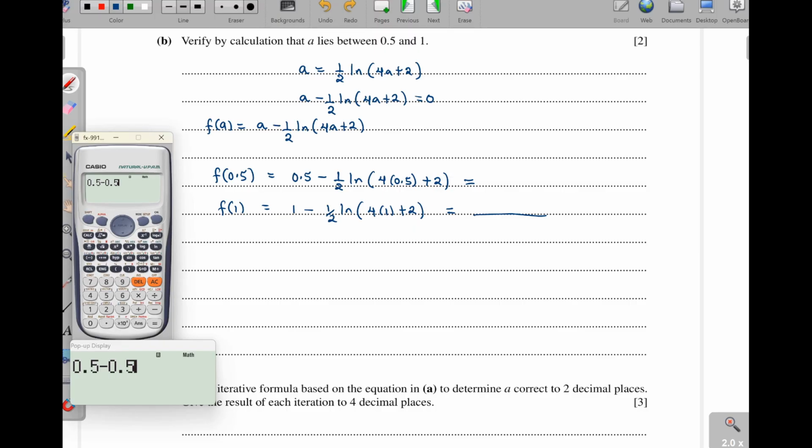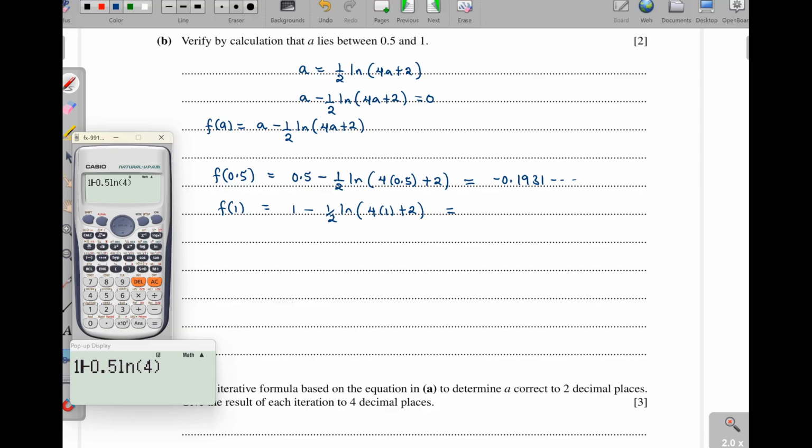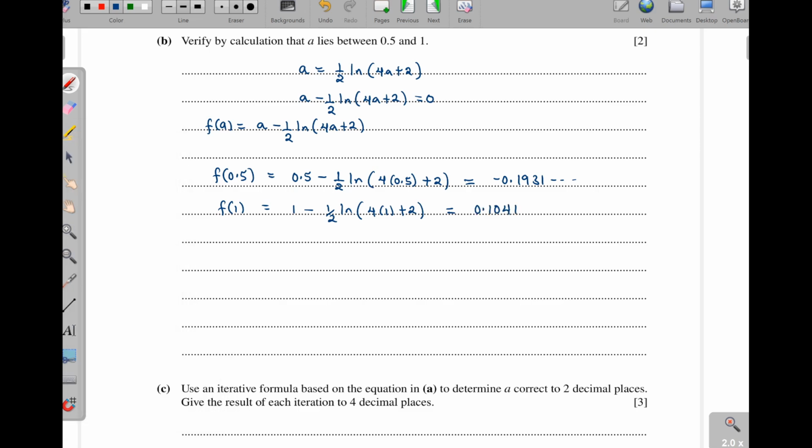0.5 minus 0.5, then natural log of 4 times 0.5, what do you get? You get a 2, then plus 2, that's a 4. So we get negative 0.1931, and the rest of those figures. Okay. Then when we come to this other one down, what do we get? So here I'm going to put a 1, then minus 0.5, then in here 4 plus 2, that will be a 6. So this one is positive 0.1041, and the rest of the figures. So you can see that there is a change in the signs.